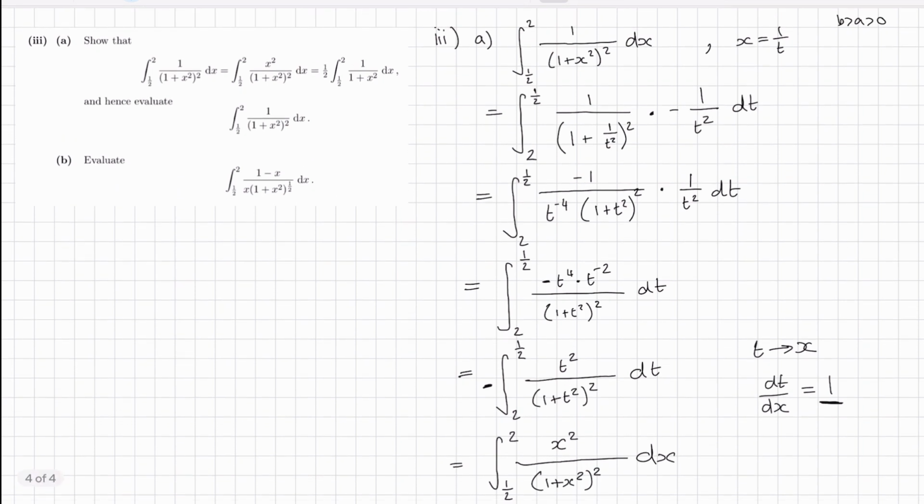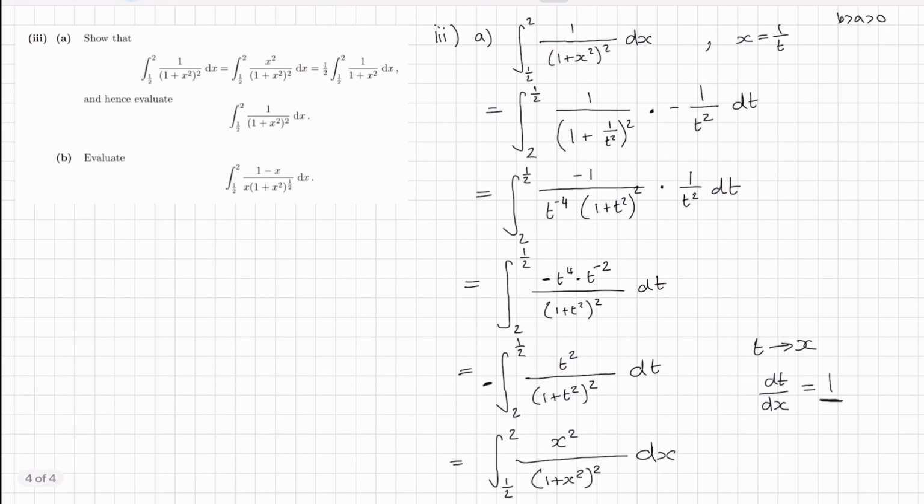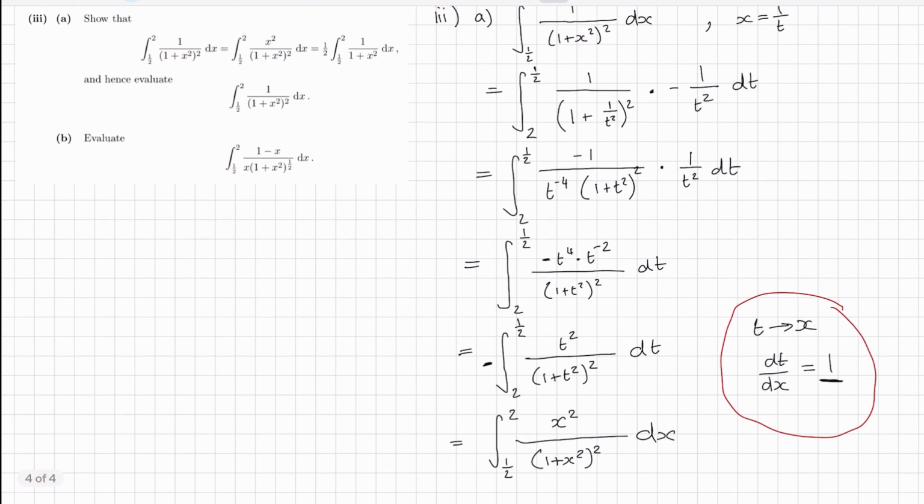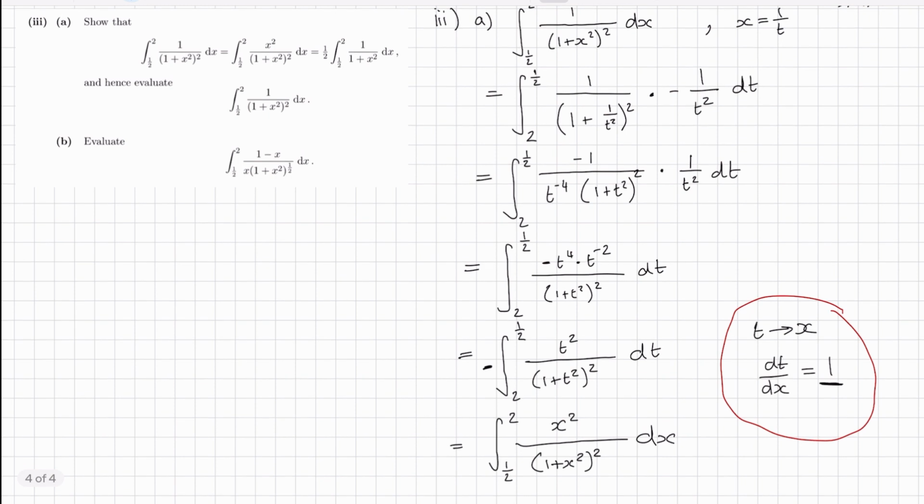I'll just leave that there for a second. This bit, it's called using a dummy variable if you want to do extra research into that. Dummy variables, all it is a placeholder. You can replace it for whatever you want. But when you do the substitution, you need to take into account the dt by dx or whatever letter that you use. So we've done this first bit. We can tick that off.